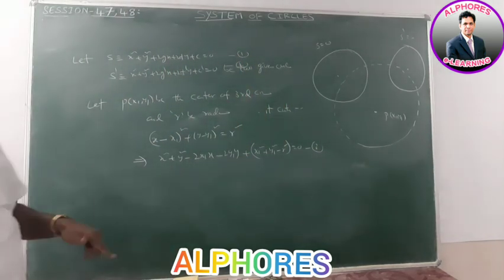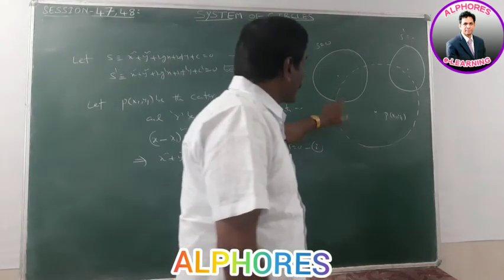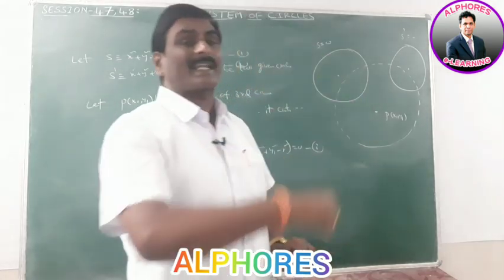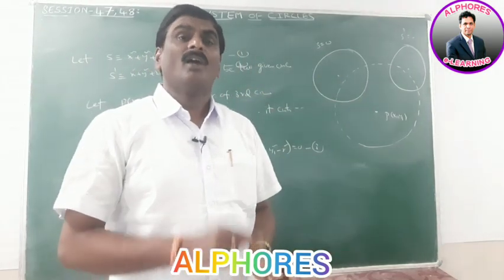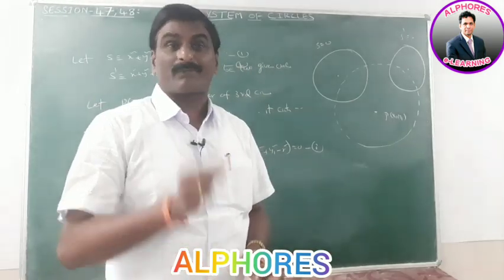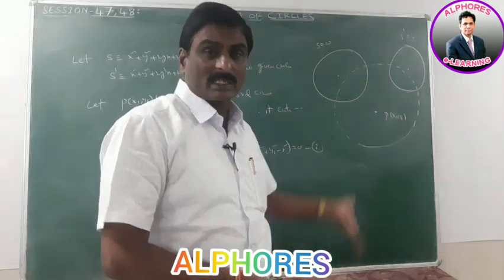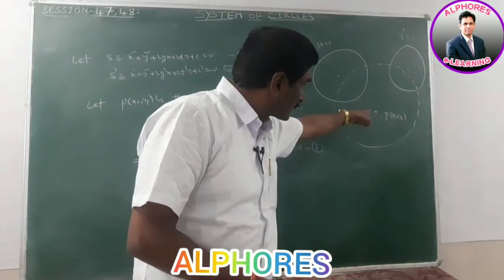But from the given, this circle cuts the first circle and second circle orthogonally. That means 1 and 3 are orthogonal. If two circles intersect orthogonally, what is the condition? 2(gg' + ff') = c + c'. By using that property, we can find the locus of this circle's center.